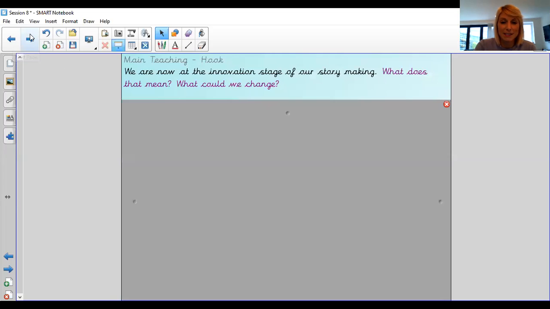Right then, let's see what we're doing today. So we finished the imitation stage of our story making, and that's when you wrote your Escape from Pompeii text, you imitated it. So now we're moving into innovation. Now, innovation means we use what we've learned, we keep those ideas, but we try and add to them and innovate them and change them to make them better, okay? So if you're innovating, you're not just changing for the sake of it, you're trying to change to make things better. So let's think about what we could innovate.